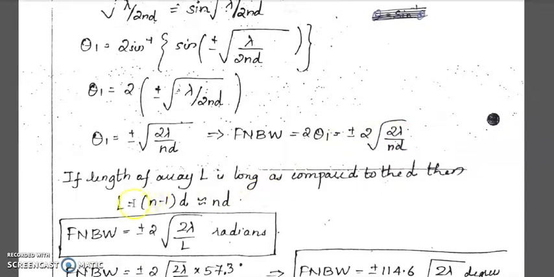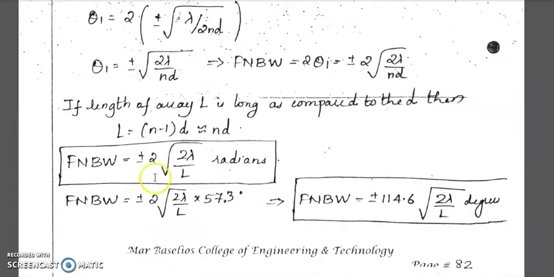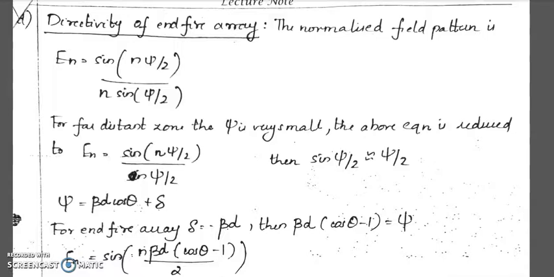And we know that L is equal to n minus 1 into d. If L is very much larger, L is a long array, that means n is very much larger, you can approximate n minus 1 as n. So L is equal to n into d. So instead of nd, you can substitute L. You will get the first null beam width as plus or minus 2 into square root of 2 lambda by L radians. Then you can convert it into degrees by multiplying by 57.3. Okay. Then next we can check the directivity.